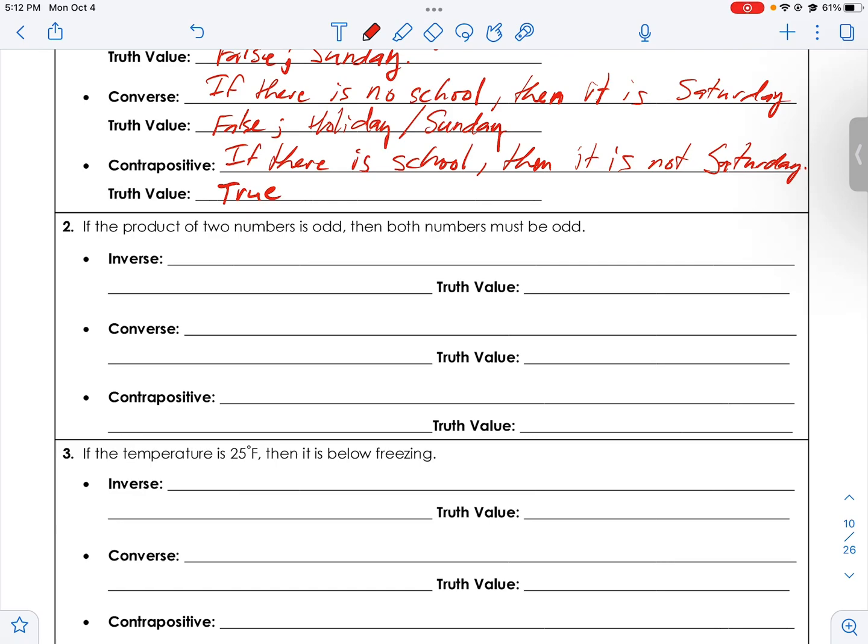All right, let's try this one. If the product of two numbers is odd, then both numbers must be odd. Okay, so the inverse is we're going to flip those.